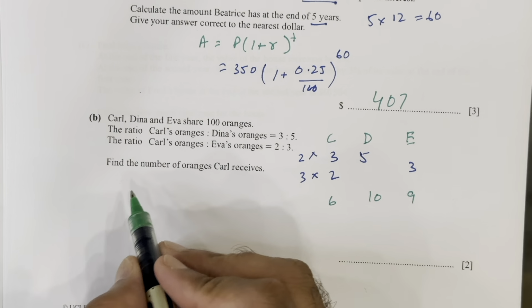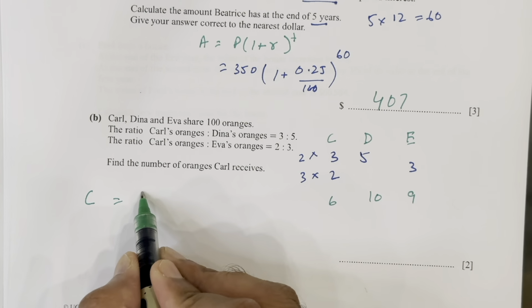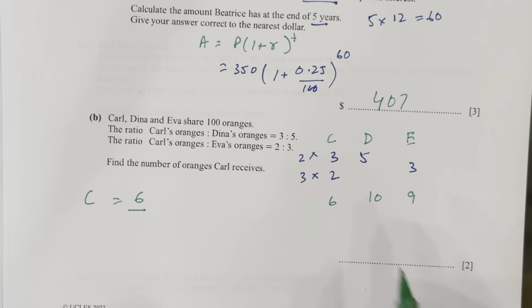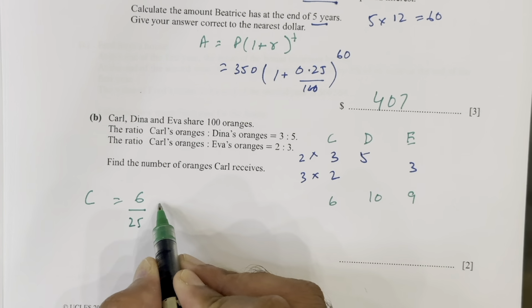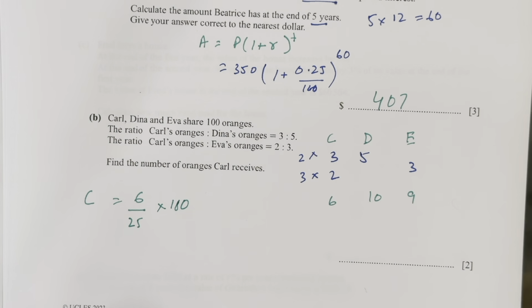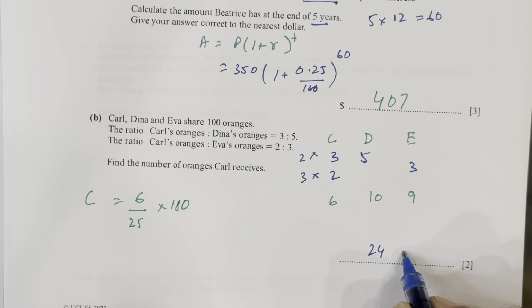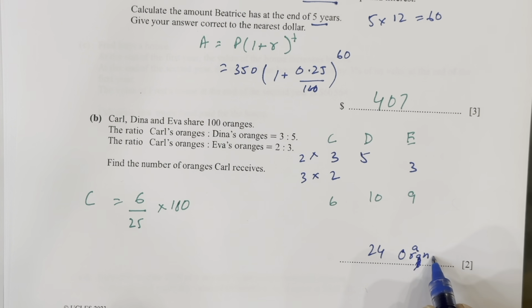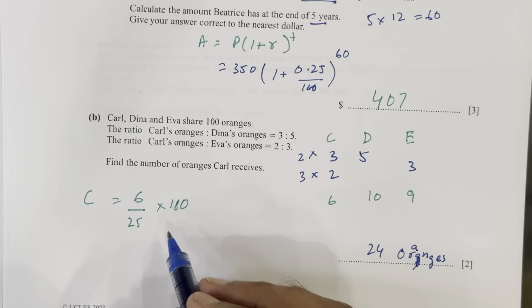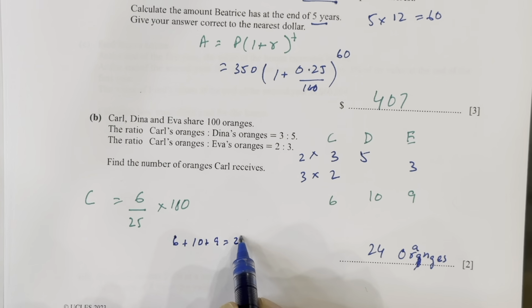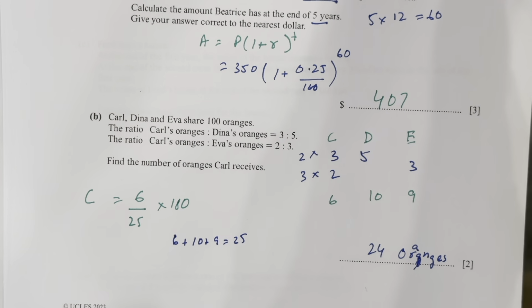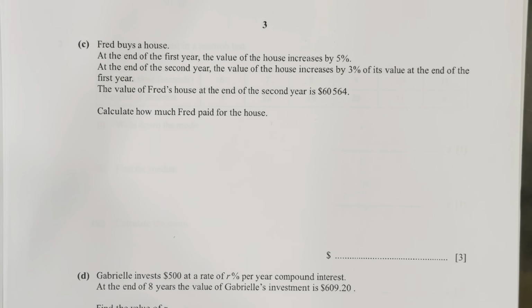And we need to calculate how much Carl would receive. So Carl is 6 over 6 plus 10, that would be 16, 16 plus 9, that would be 25. So 6 over 25 multiplied by 100. So we get the answer 24 oranges. So Carl would receive 24 oranges. We can note 6 plus 10 plus 9 is equal to 25, in case you forget that.